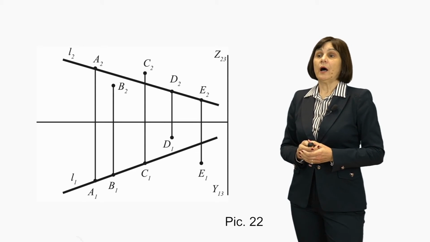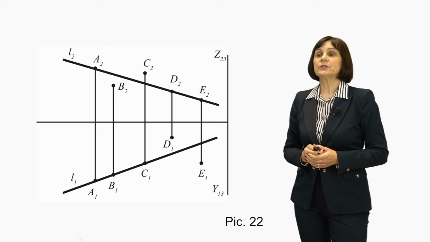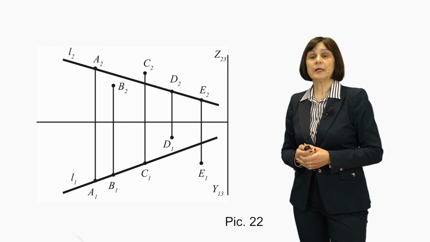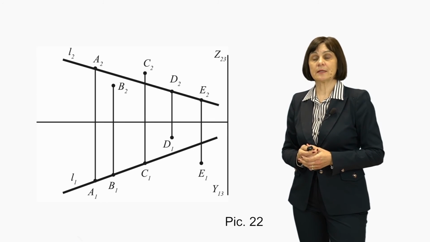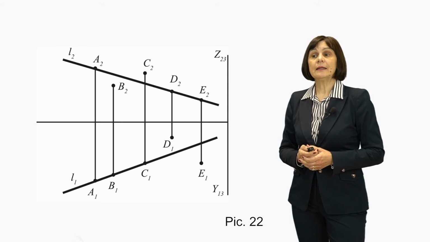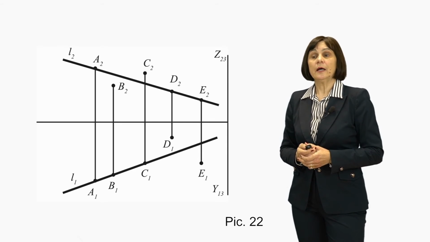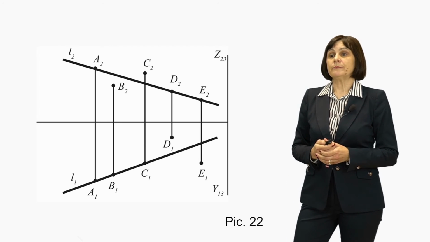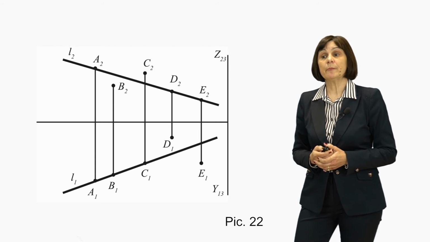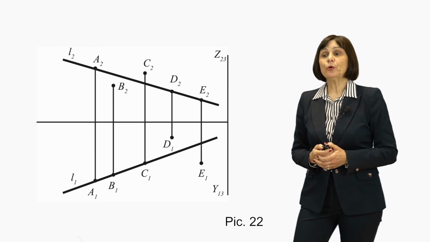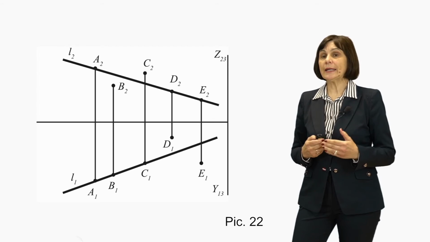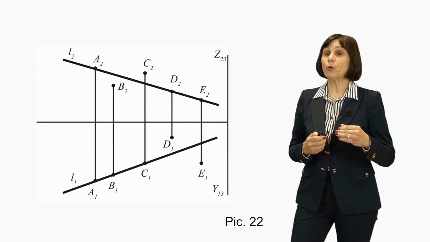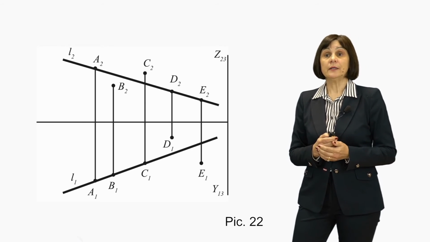So, point A is located on the line L on both planes, horizontal and frontal. It means that point A lies on the line, and both point and the line belong to the same plane. So I can consider that point A belongs to the line in a space.